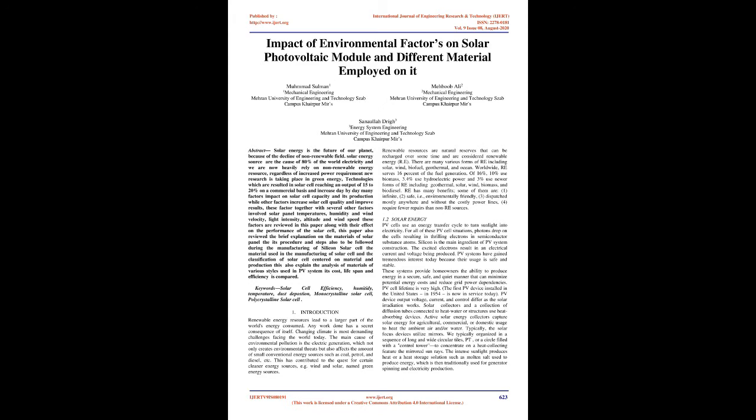followed during the manufacturing of silicon solar cell, the material used in the manufacturing of solar cell, and the classification of solar cell. Centered on material and production, this also explained the analysis of materials of various styles used in PV system. Its cost, lifespan, and efficiency is compared. Keywords: solar cell efficiency, humidity, temperature, dust deposition, monocrystalline solar cell, polycrystalline solar cell.